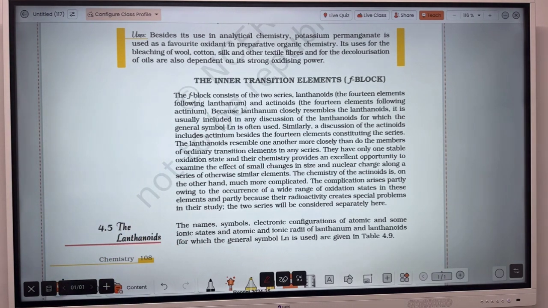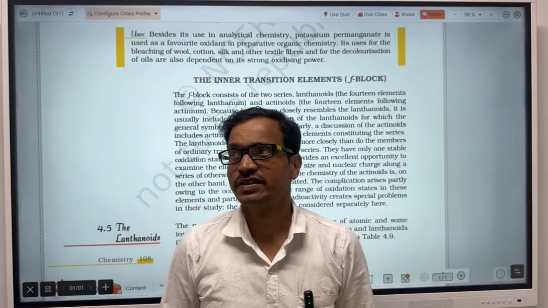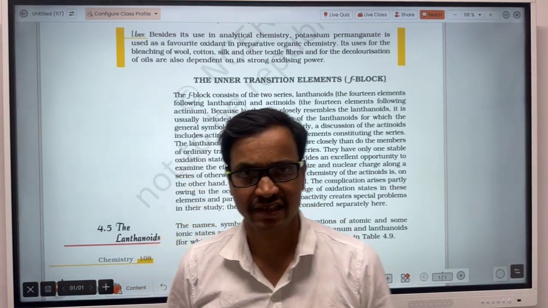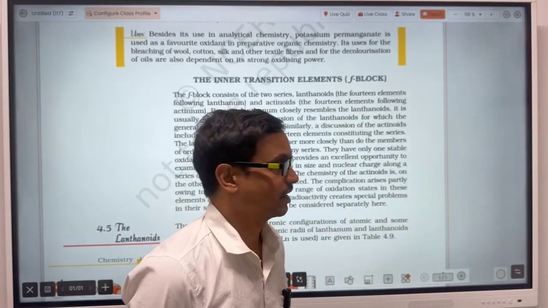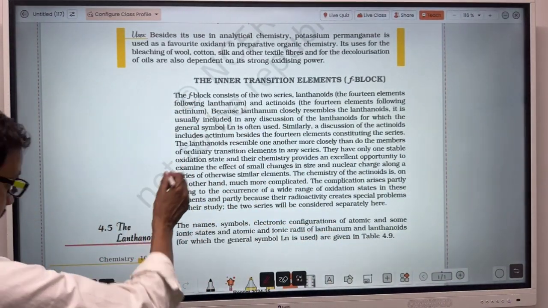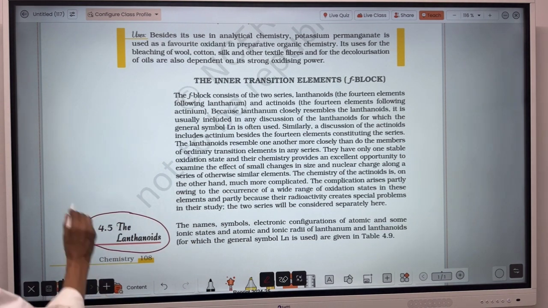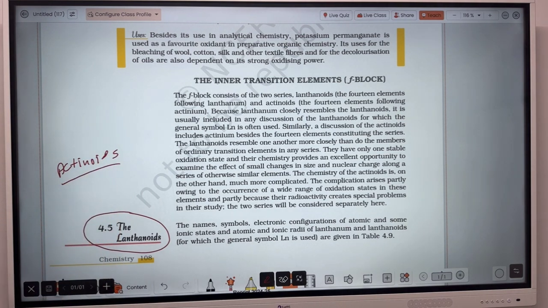In the case of transition metals, the last electron was entering the penultimate shell. But in these elements, the last electron will enter the inner penultimate shell. That's why these elements are called inner transition elements. The inner transition elements include the lanthanoids and the actinoids.